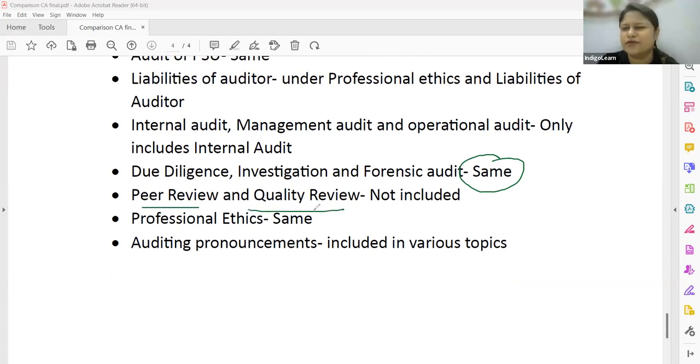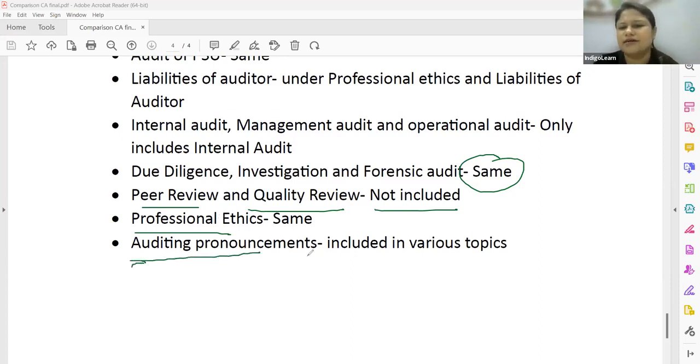Peer review, quality review, which was very interesting and something with very practical understandability, has not been included in the new syllabus. Okay. Then professional ethics will continue to be the same. The exhaustive discussion about all the schedules, all the parts, all the professional misconduct, other misconduct, council general guidelines, all of that will continue to remain the same, including fundamental principles of ethics.